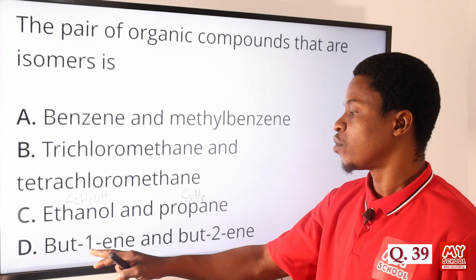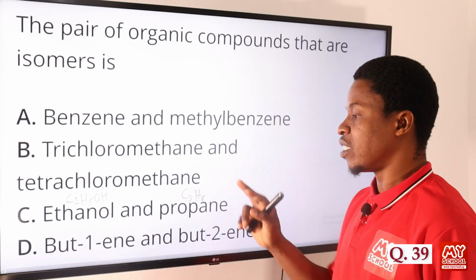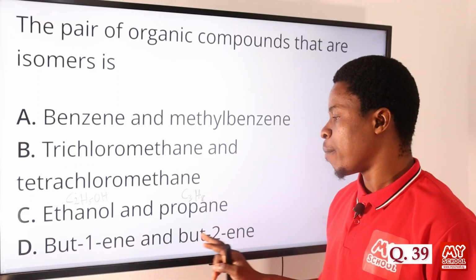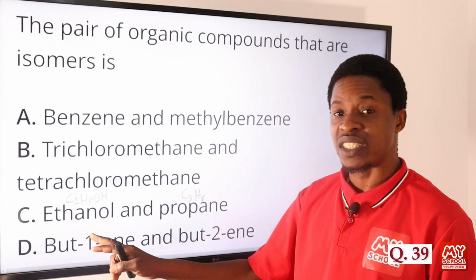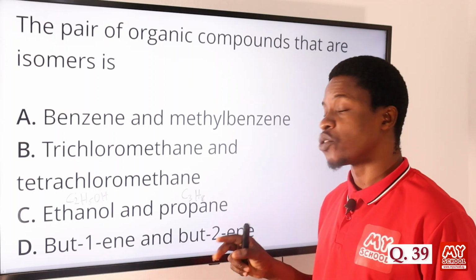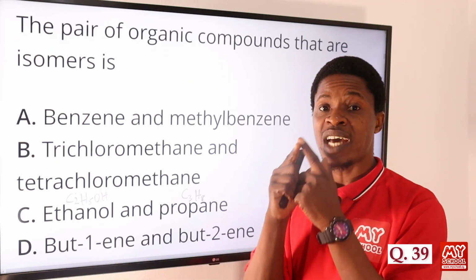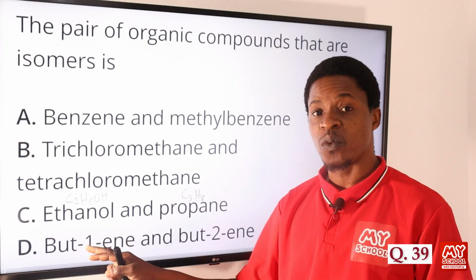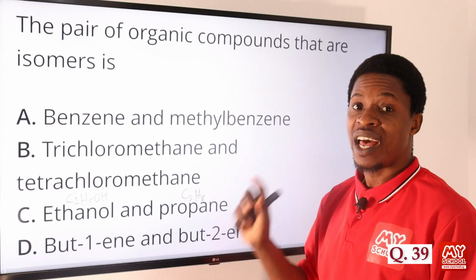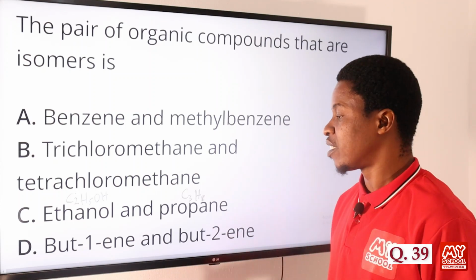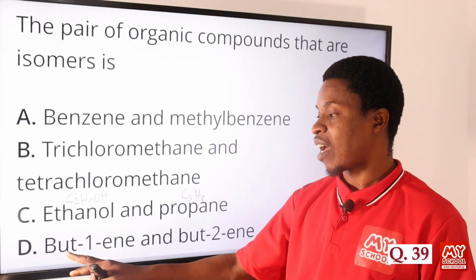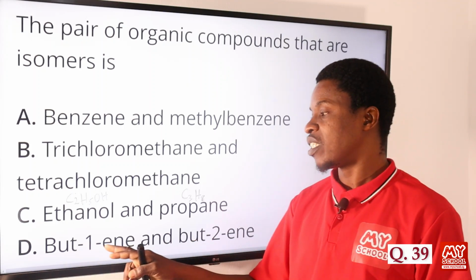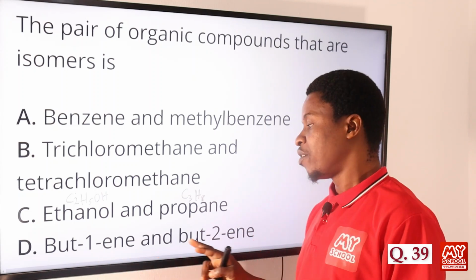For this one, both 1-ene and 2-ene. This should be the answer because both of them are alkenes. But the difference is just in the number 1 and number 2, showing the position of the carbon-carbon double bond. For here, the double bond is between carbon 1 and carbon 2. This one is between carbon 2 and carbon 3. So in other words, the number of carbon here will be 4, number of carbon here will be 4, number of hydrogen here will be 8, number of hydrogen here will be 8.